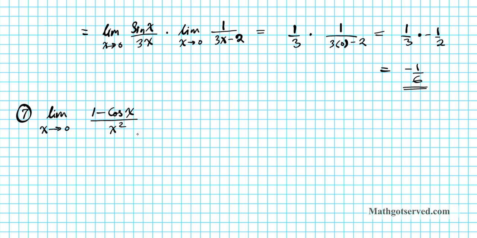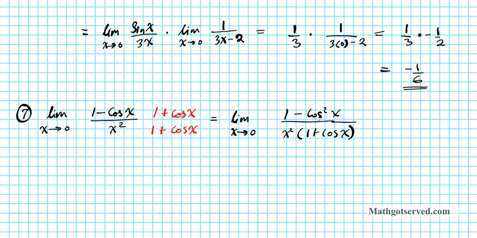How about we rationalize the numerator? Okay, let's rationalize the numerator. We're going to multiply by 1 plus cosine x over 1 plus cosine x. And your answer is going to become the limit as x approaches 0 of 1 minus cosine squared x over x squared times (1 plus cosine x). Remember that if you distribute this, you do first, outer, inner, last, the middle terms cancel out, so you end up with this.